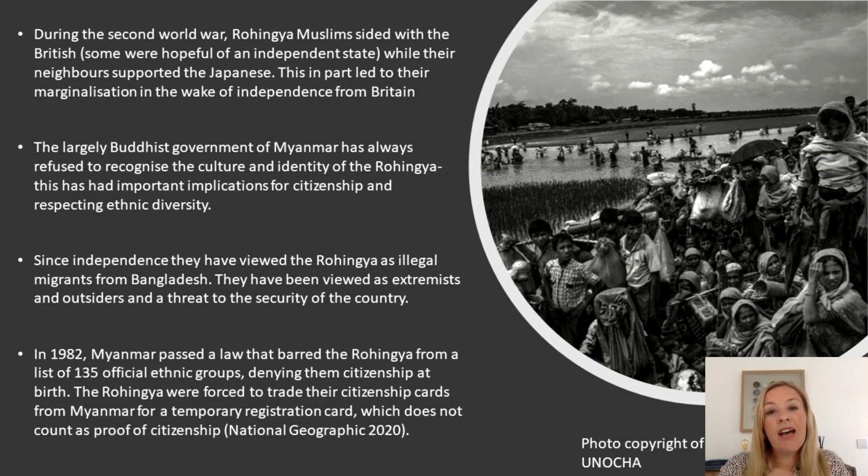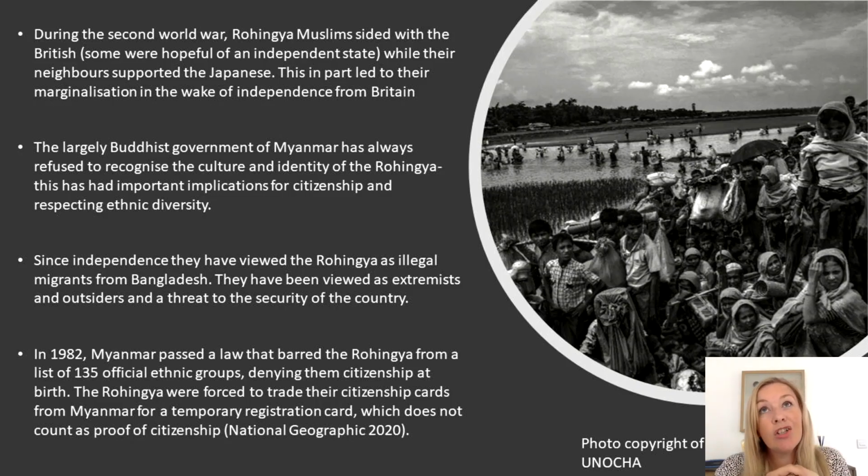Their marginalisation has long roots in Myanmar, and it becomes quite acute after independence. During the Second World War, while Myanmar was still part of the British colony, Rohingya Muslims sided with the British. Some were quite hopeful of an independent state, so they wanted Rakhine State to be independent. Some of their neighbours in Rakhine State supported the Japanese, and this in part led to their marginalisation in the wake of independence from Britain.